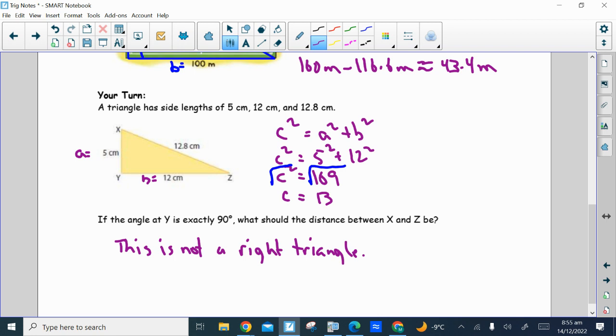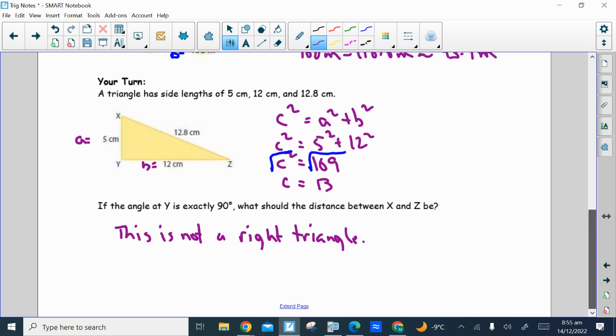Because it's a little shorter than 13, it means the angle at y is a little smaller than 90 degrees. That's what it tells us. The longer the hypotenuse, or the longer the side opposite that large angle, the bigger the angle across from it will get.